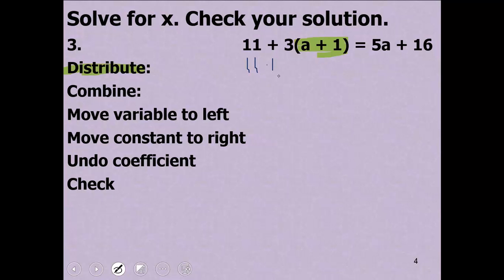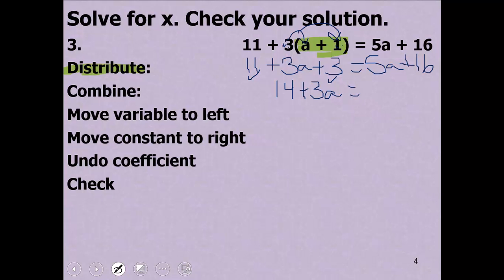I have 11 plus 3a plus 3. Please don't forget this one. That's where most errors occur. You don't distribute across everything. This is 3 times a plus 3 times 1, is equal to 5a plus 16. I have a few like terms that I can combine. I have an 11 and a 3, so I get 14 plus 3a equals 5a plus 16.